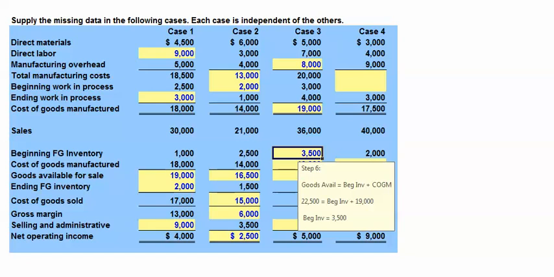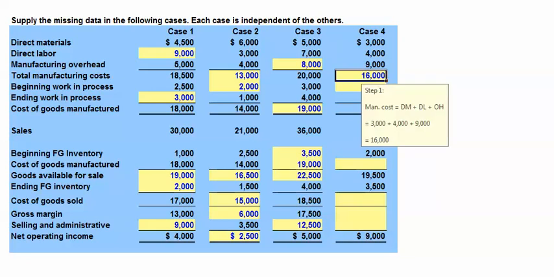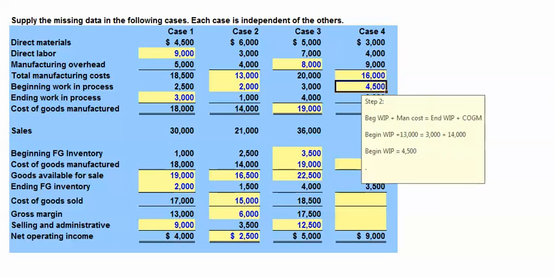In case number 4, let's begin by calculating our total manufacturing cost, which is simply, again, our direct material plus direct labor plus our manufacturing overhead. Our second step will be to solve for our beginning work in process, and we do this again by setting our beginning work in process plus manufacturing cost equals our ending work in process plus our cost of goods manufactured. Solving for beginning work in process, we get $4,500.